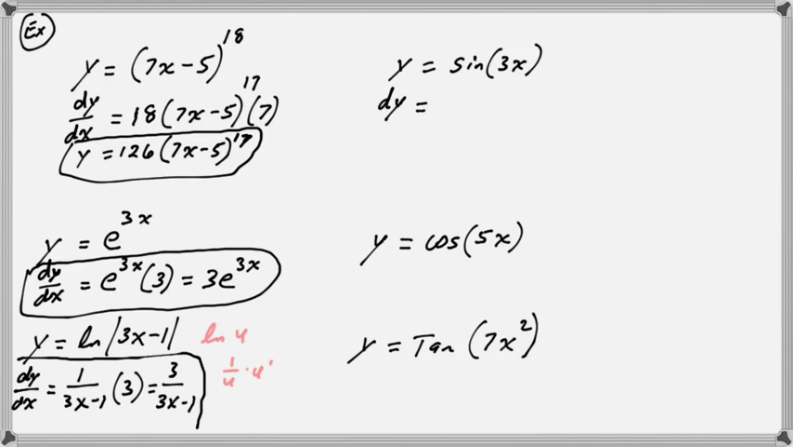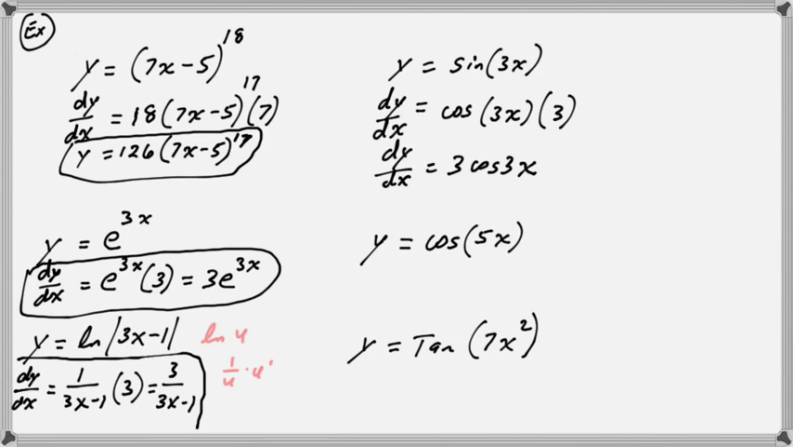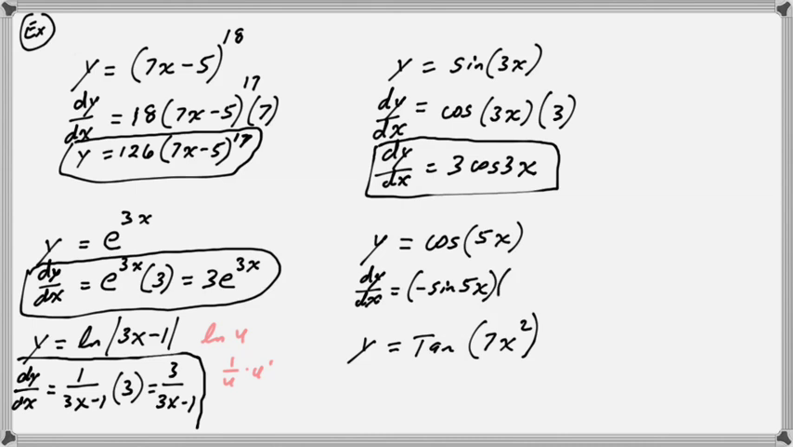The derivative of sine is cosine of the same angle times the derivative of the angle. So I would write this as 3 cosine 3x. The derivative of cosine is still negative sine of the same angle, but now you got to do times the derivative of the angle. So it'd be negative 5 sine of 5x.